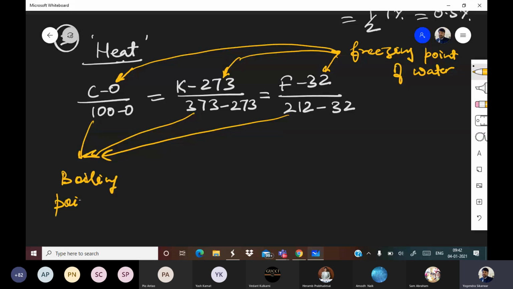So you can realize how important water is for us and how important water was considered for us. That is the importance of water.